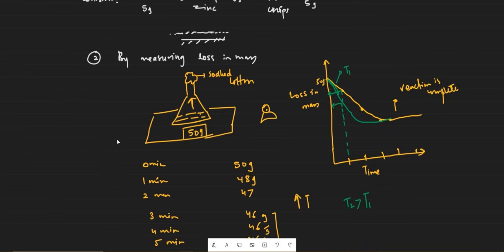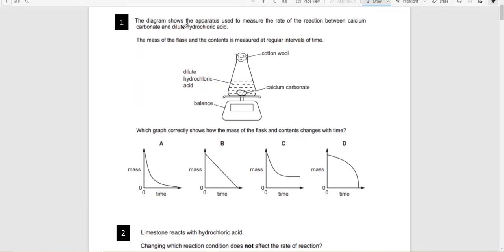Now let's do some past paper questions to gain more clarity on the way the questions are asked. Question number 1. The diagram shows the apparatus used to measure the rate of reaction between calcium carbonate and HCl. The mass of the flask and the contents is measured at regular intervals of time. Which graph correctly shows how the mass of the flask and contents change with time?